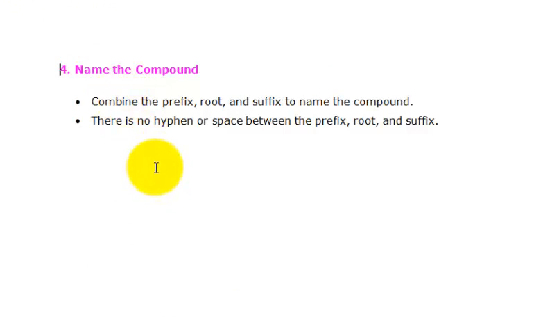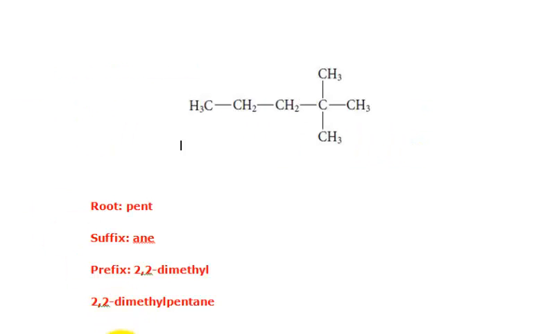Now to name the compound, we need to combine the prefix, root and suffix, and there should be no hyphen or space between the prefix, root and suffix. So the name of this compound is 2,2-dimethylpentane.